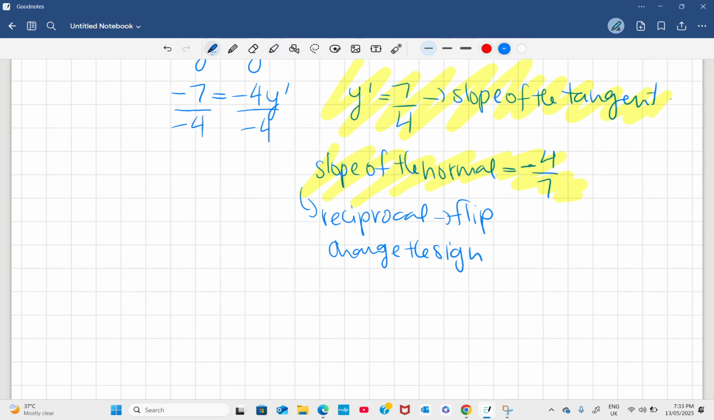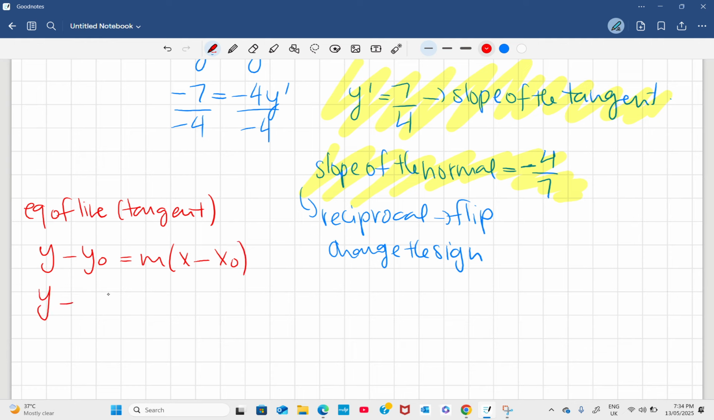Now I'm going to find the equation of the line. Now I'm gonna solve for the tangent. So we know that to find the equation of the line, it's y minus y0, or y1, equals m into x minus x0, or you can say x1, up to you. So y minus, our y is given to be 3, equals m, which we found as the slope to be 7 over 4, into x minus x0, which is given to be 2.